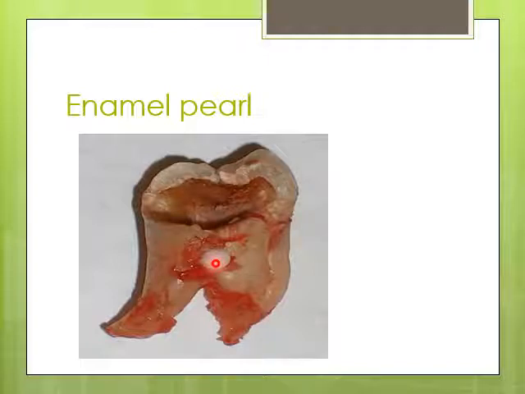This is most commonly present in multi-rooted teeth, where the furcation area is present. It is least common in the anterior teeth, but in the posterior teeth it is present, and it may predispose to periodontal diseases in the posterior teeth. It is found in almost 2% of the population, and enamel pearl is the anomaly most commonly found in the multi-rooted teeth.